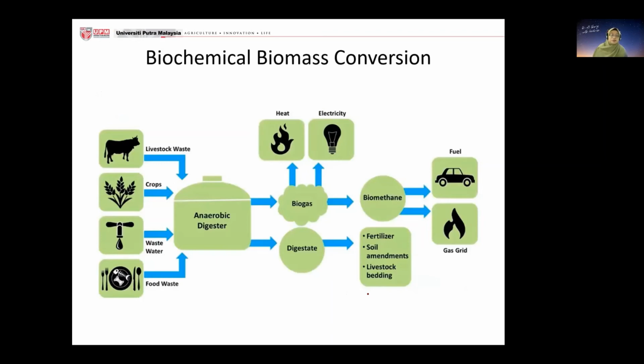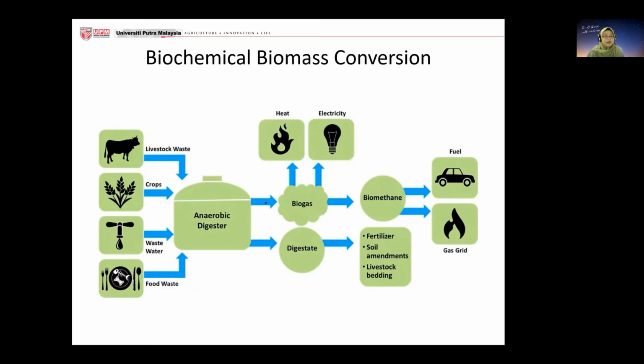Okay. So aside from thermal, we have biochemical biomass conversion. And of course, if you are using AD, anaerobic digestion, there's many types of biomass that you can use as the substrate. You can use livestock waste, you can use crops, you can use wastewater, food waste, you can use agricultural waste. And the process will generate biogas and digestate.